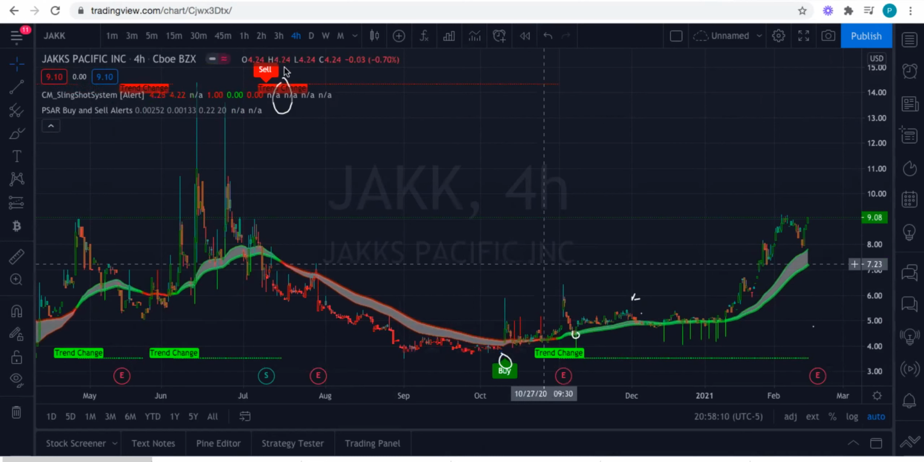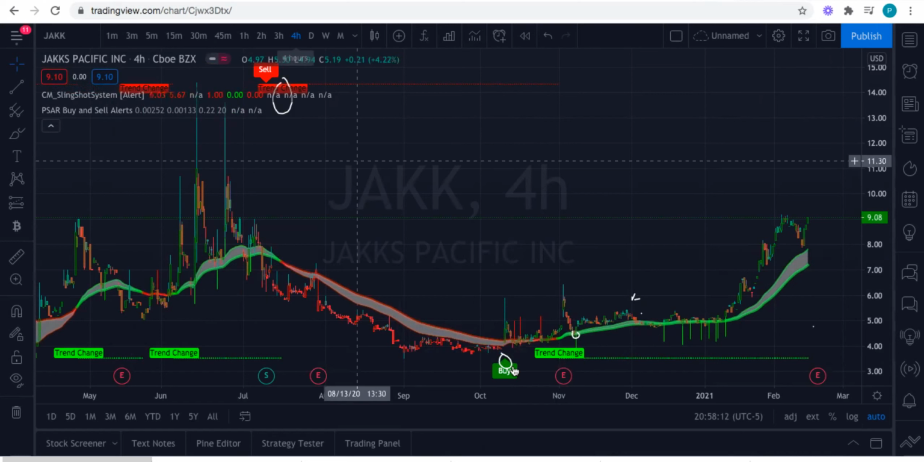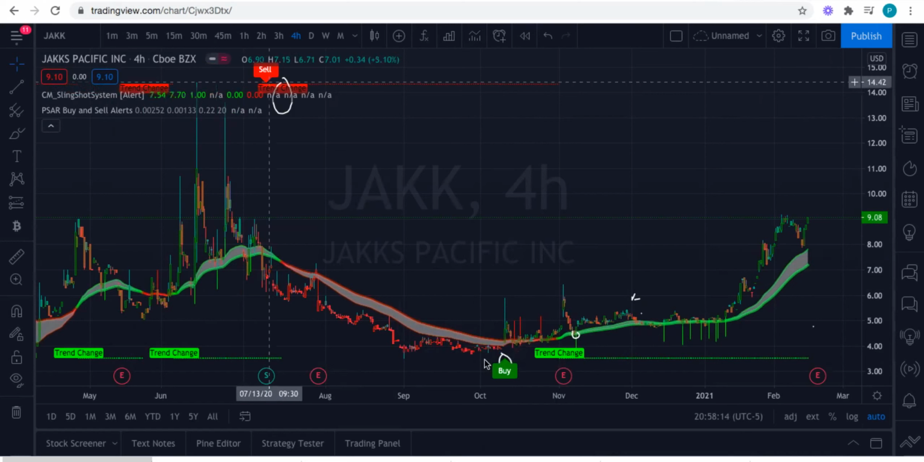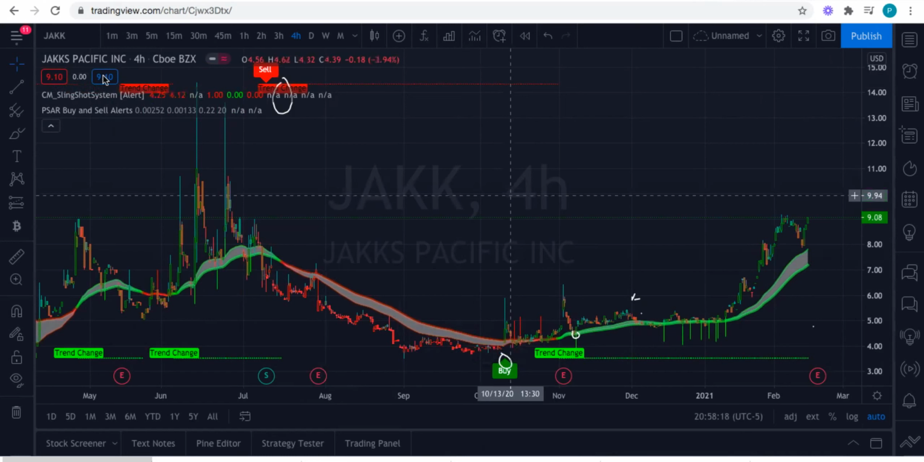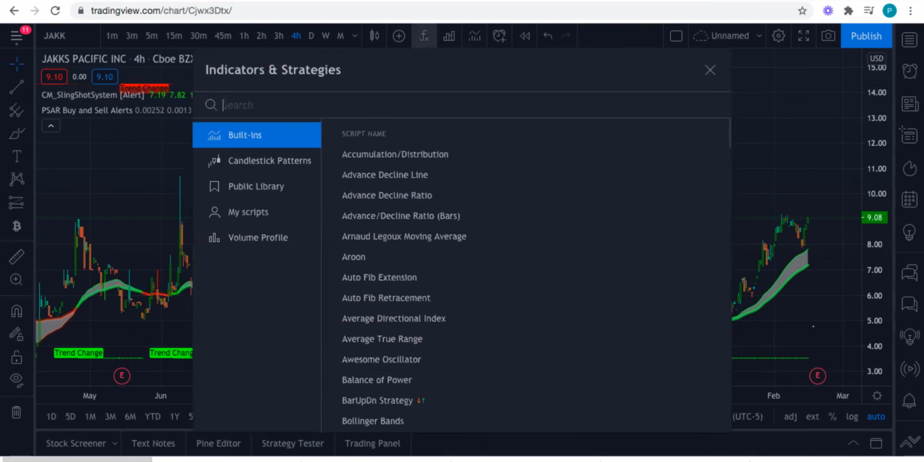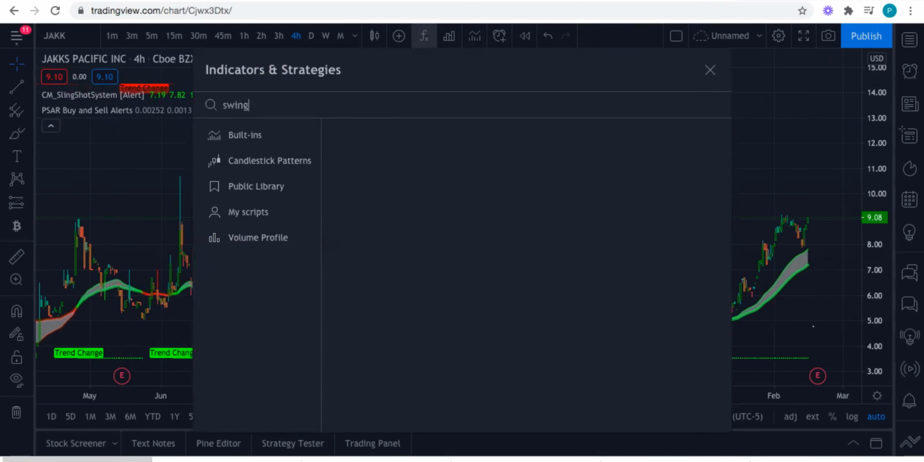Now, again, I'm looking at the 4-hour chart, and this is more for swings. These buy and sells are for swings. They're not for day trading. If you want to look at a day trading one, there's another one called the swing alert. If you guys are more into day trading, you go to the swing alert.